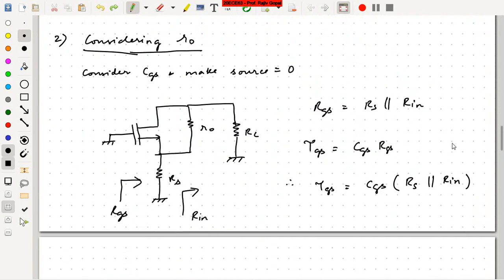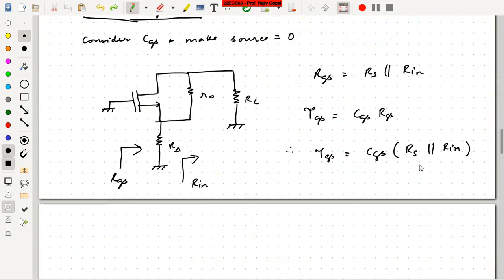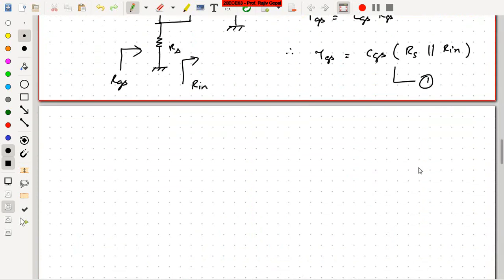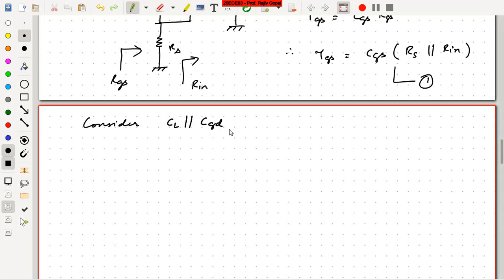Right. Tau GS is done. So I'll call this equation 1. Now consider the parallel combination of CL and CGD, and make the source equal to 0. Alright, we'll see how the diagram works out now.